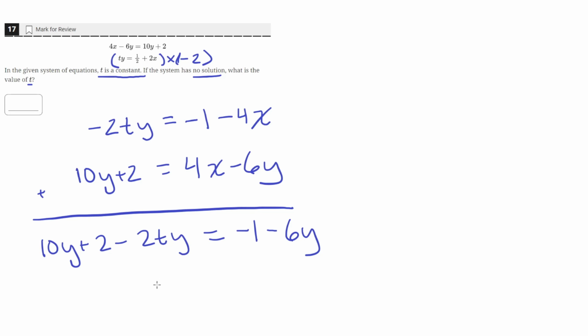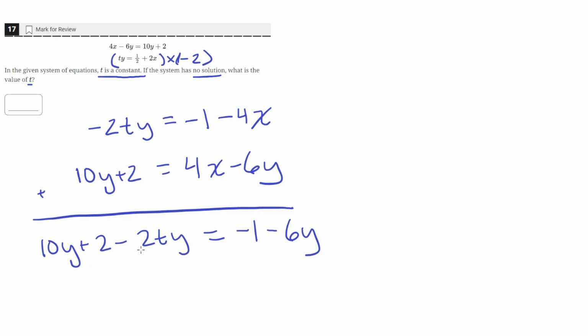Okay, and then in order for this system of equations to have no solutions, we need to simplify down the elimination until we get an incorrect equation, or an equation that cannot be true. And in order to get that here, we need to somehow cancel out these y terms.